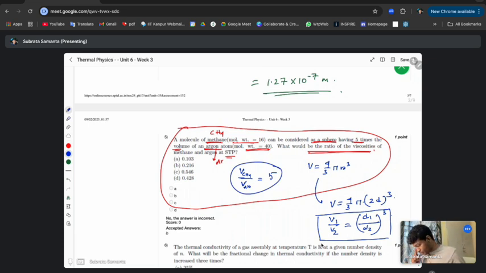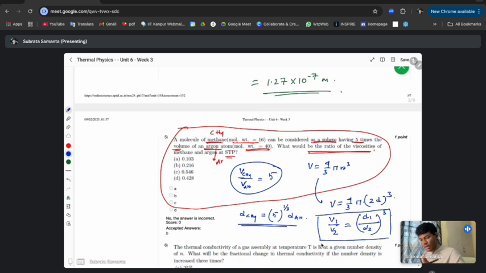So that means d CH4 equals 5 to the power 1 over 3 times d argon, right? The diameter of a methane molecule and the diameter of an argon molecule. Okay, d Ar. Right. So this is on the things. Okay, and next.